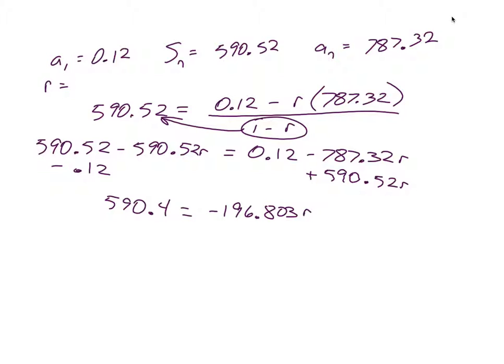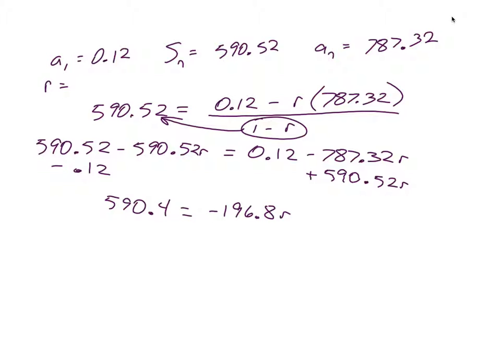And then the only thing left is to divide. I did something wrong. What did I do? I put 323. So what should it be? That's it right there, 196.80.